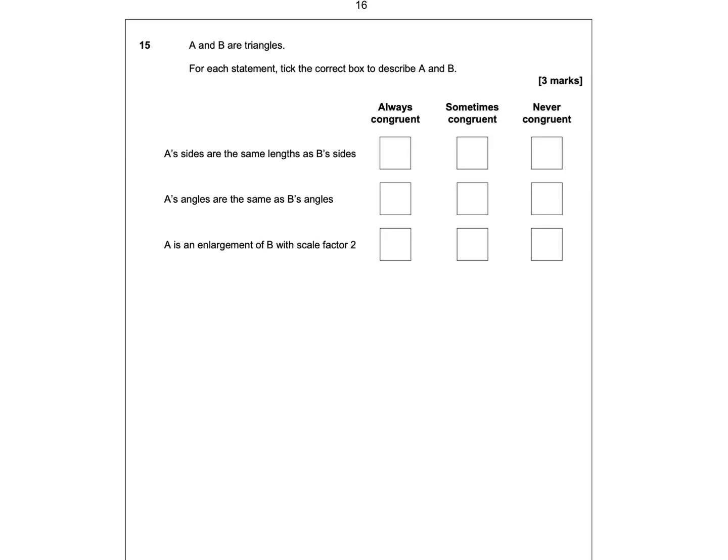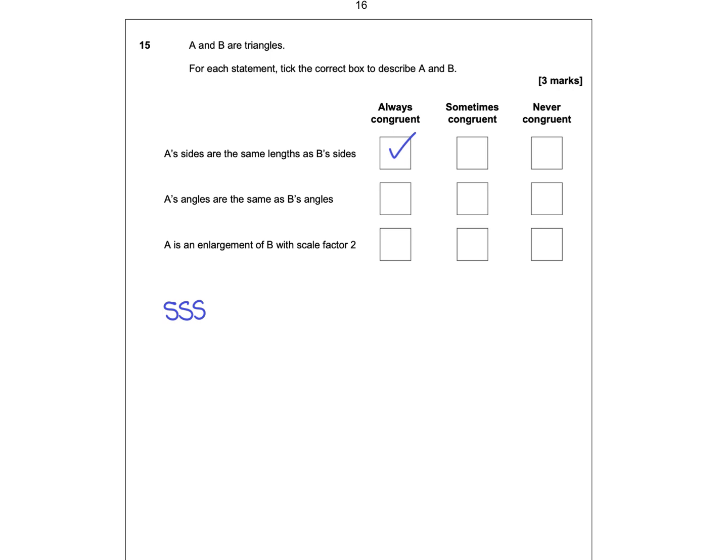All right, for question 15, we have some sneaky congruent oh, actually, no. Did they say they're congruent? They didn't. All right, it's some stuff about triangles. A and B are triangles. For each statement, tick the correct box to describe A and B. A's sides are the same lengths as B's sides. I would say those are always congruent because if two triangles are congruent, they could be congruent by the side rule. So I think the first one's going to be always congruent.